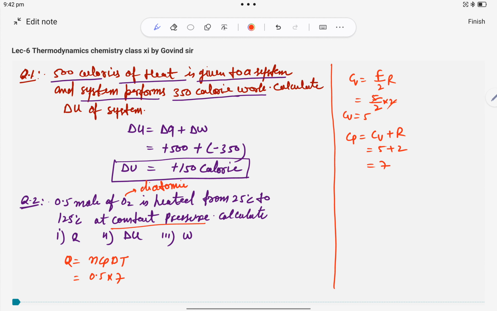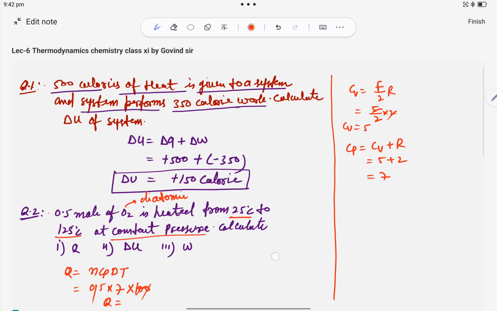So Cp value is 7, into temperature change 125 minus 25, which is 100, and the decimal cancels. So Q is equal to plus 350 calorie.